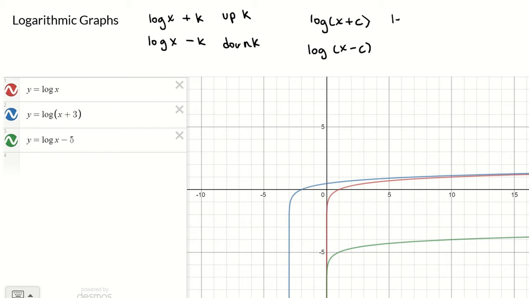Adding a number within the argument to the input, or to the x, will shift the graph to the left c units if c is positive, and subtracting a number from the argument will shift the graph right c units.